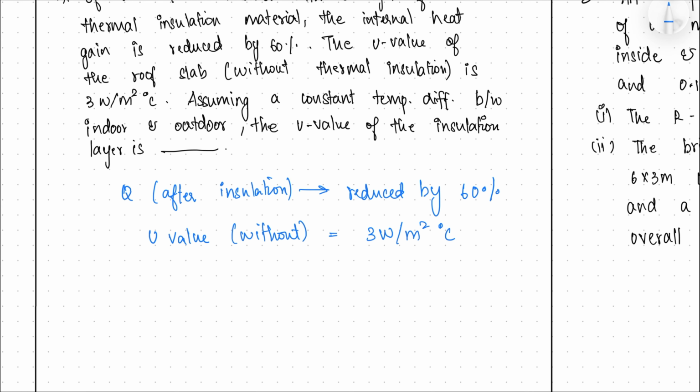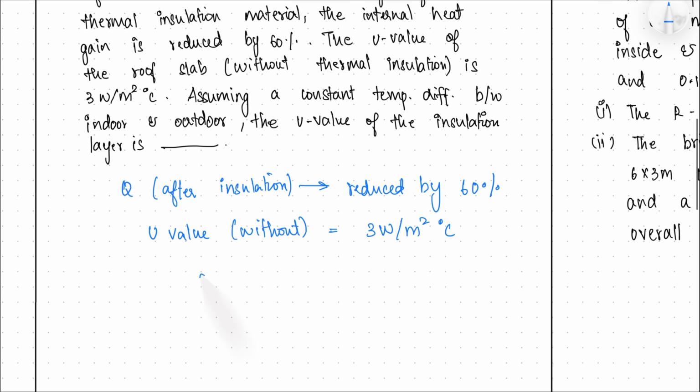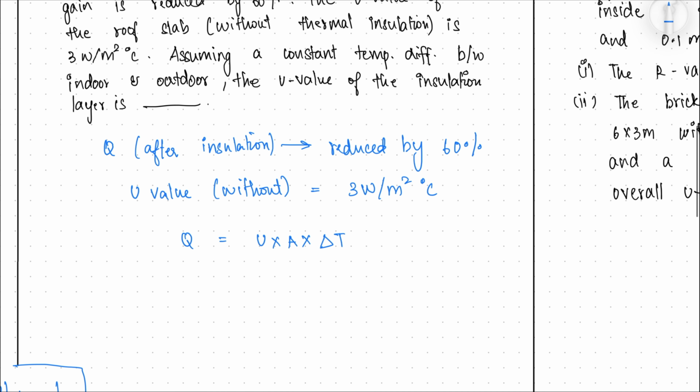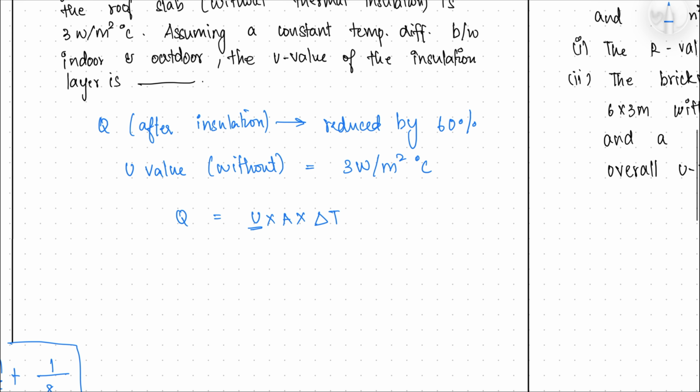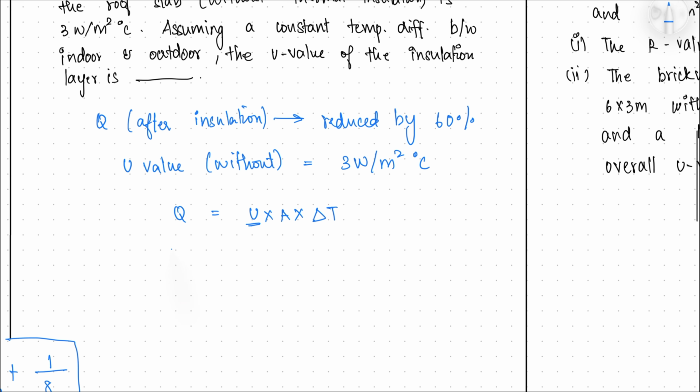Now let us consider the roof layer without any insulation. So your Q would be U into A into delta T, right? And we know U, we don't know the area and we don't know the temperature difference, so we'll just put it as such. So without insulation, Q is equal to 3 into A into delta T. Let's keep this as equation number 1.